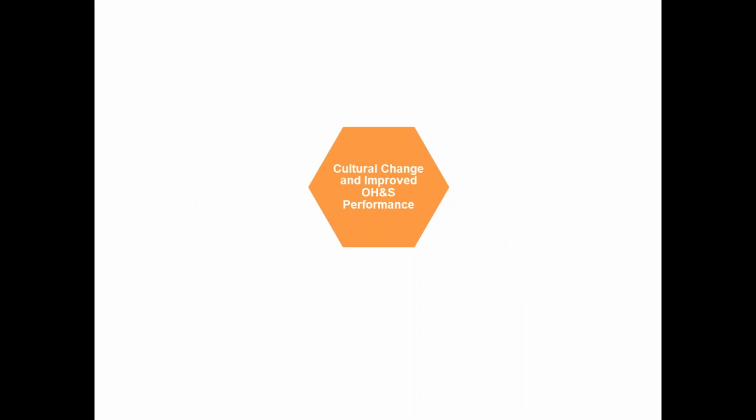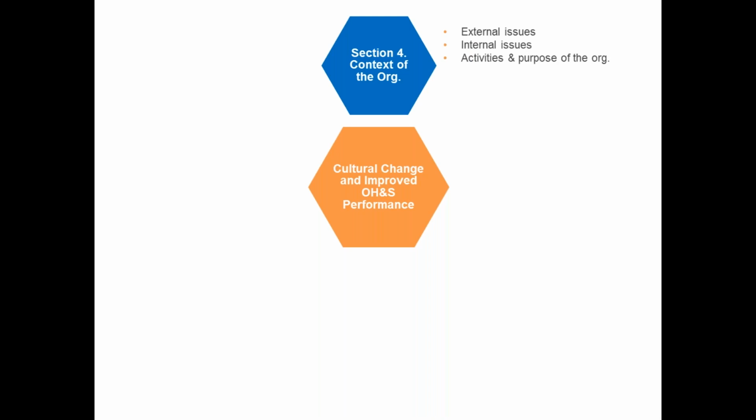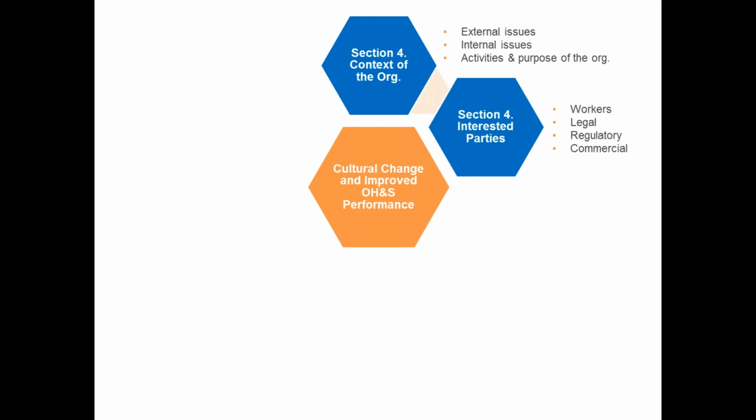So, we've already spoken briefly about what we're trying to achieve, the cultural change and the improved OHS performance of an organisation. The context is looking at external and internal issues relative to the activities and the purpose of the organisation. It's also looking at the interested parties, the legal requirements and regulations, and the commercial considerations of those interested parties and how the organisation performs those requirements, how it reacts to its own internal and external issues. And basically, we're looking at why it does what it does in the way that it does it, and what influence that can have on OHS performance.